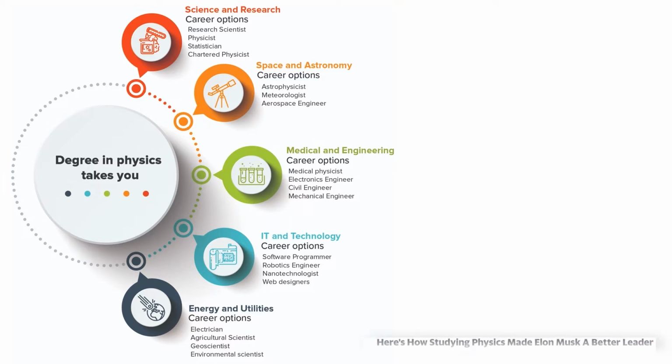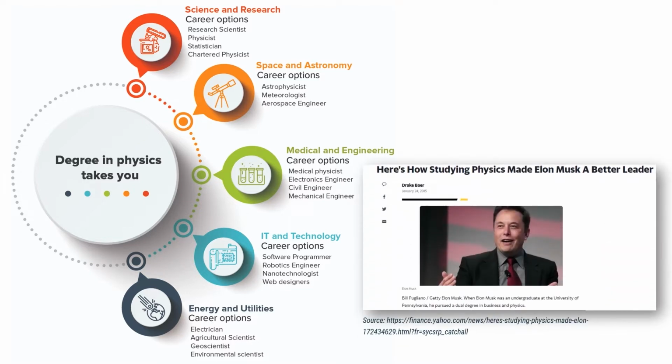Now, even Elon Musk, Tesla's founder, also attributes to the learning of physics that makes him a better leader. He says that, "I tend to approach things from a physics framework, and physics teaches you how to reason from first principles rather than by analogy."